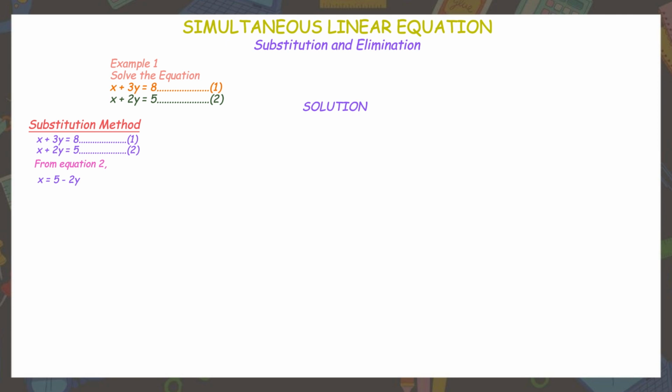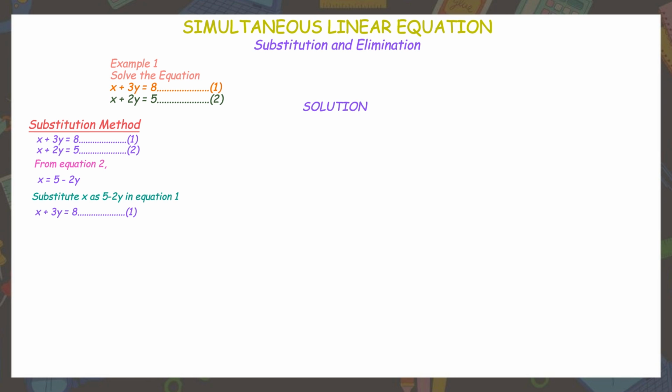We now substitute x as 5 minus 2y in equation 1. So what do we have in equation 1? In equation 1 we have x plus 3y equal to 8. That's what we have in equation 1.